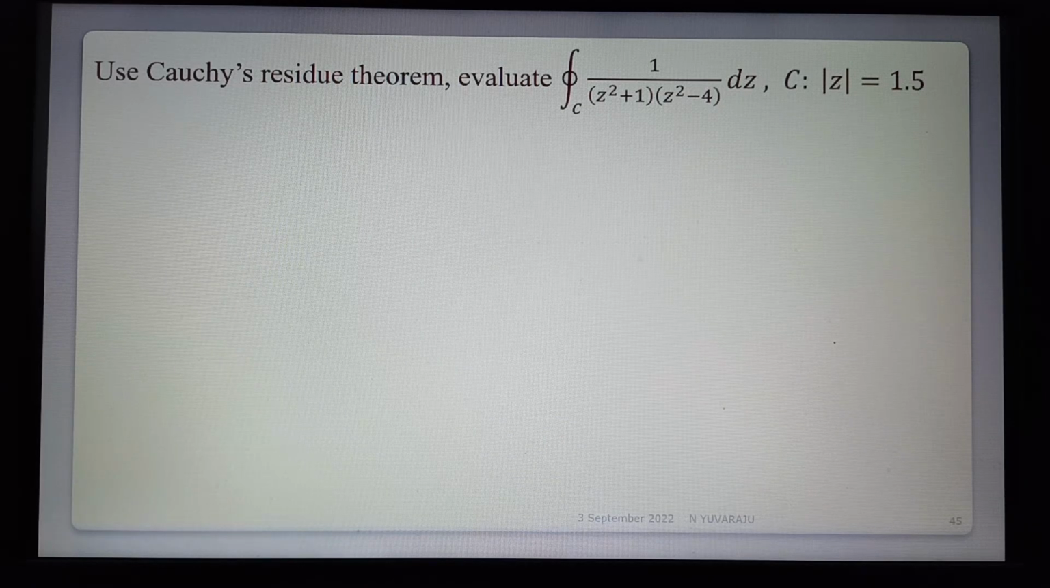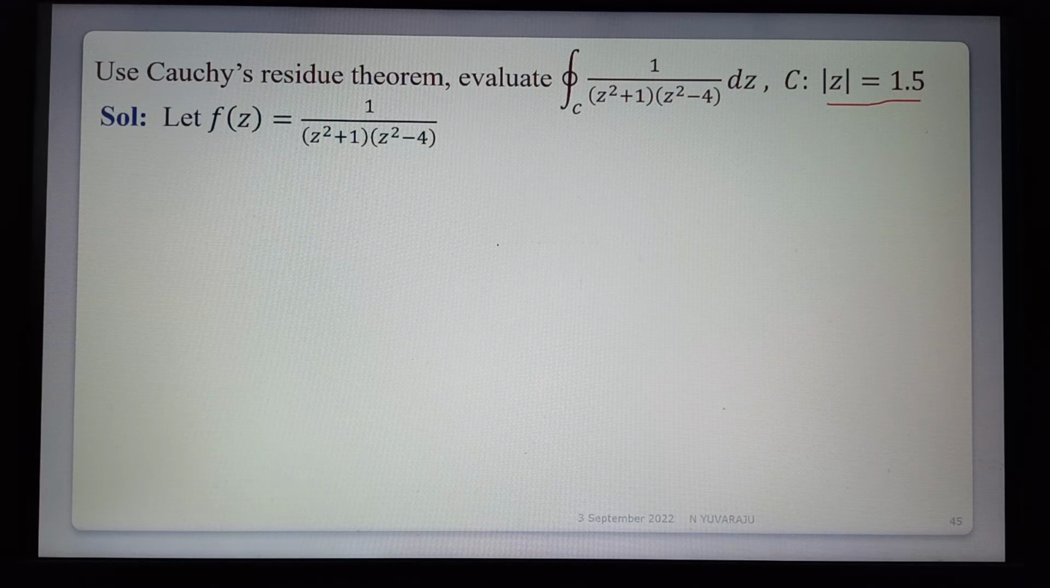See the another example. Use Cauchy's residue theorem. Evaluate the integration over C of 1 by (z square plus 1) into (z square minus 4) dz, where the region is mod z is equal to 1.5, and the center is (0, 0) and radius is 1.5. So solution: let f of z be the given function.